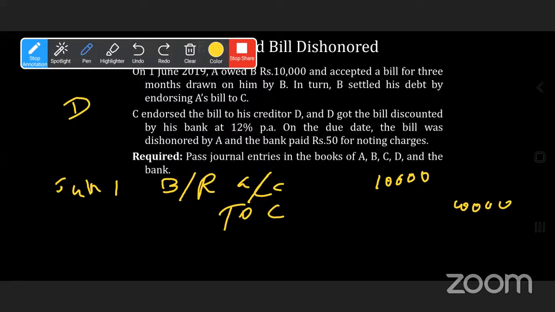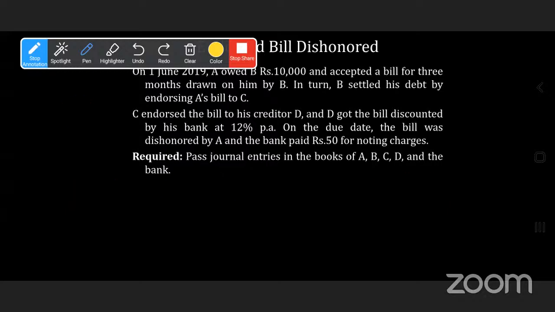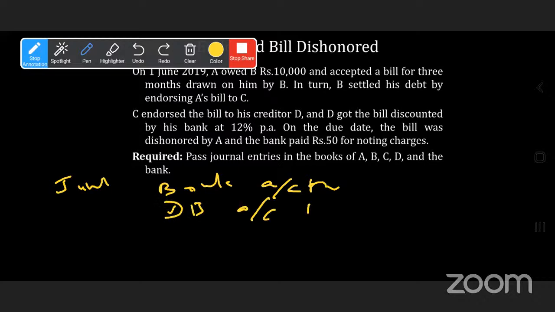Now, what did D do? D got the bill discounted by the bank at 1% per annum. So D took that bill to the bank and got the bill discounted. What is the transaction you have to make? Bank account debtor, discount account debtor, to bills receivable account.